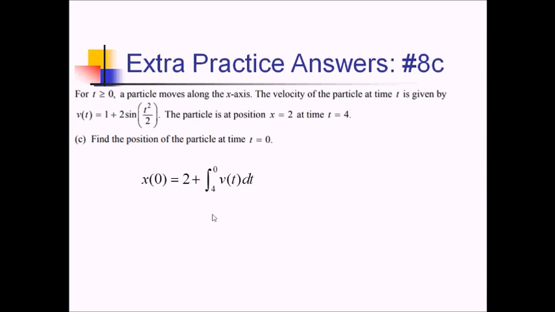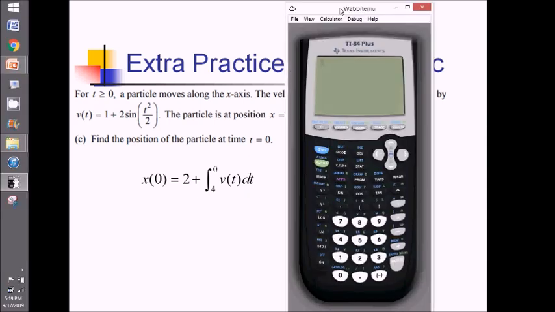Now the rest of this is just plugging it in the calculator. So I've got 2 plus integral from 4 to 0 of, and y1 was my velocity function on the calculator. So let me just recall that, and we have dx, and that all comes out to negative 3.815.